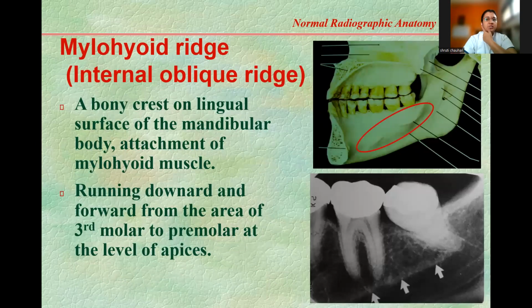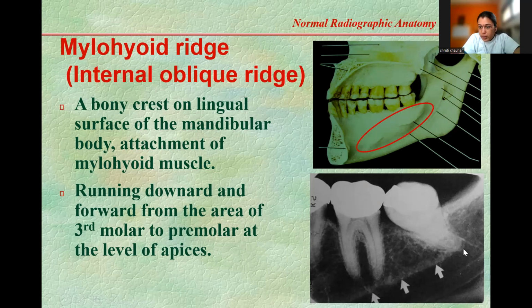Where is this? This is the internal oblique ridge, or mylohyoid ridge. Please don't confuse between these two, because sometimes they can ask you what is mylohyoid ridge, and sometimes they can ask you what is internal oblique ridge. So you should know that these two things are the same. Okay. Again, this is the oblique line that is running below your molars. Okay, and it runs downwards from the third molar to the premolars.